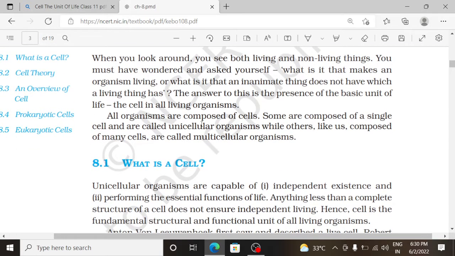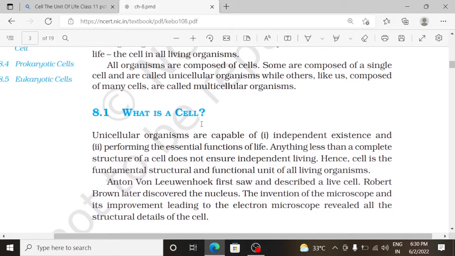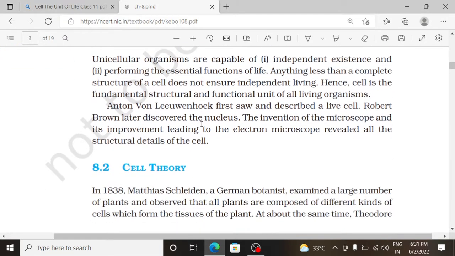All living organisms are composed of cells. Some are composed of single cell and are called unicellular organisms, while others, like us, composed of many cells, are called multicellular organisms. Now what is a cell? Unicellular organisms are capable of independent existence. First, they are capable of independent existence, and second, performing the essential functions of life. Anything less than a complete structure of a cell does not ensure independent living. Hence, cell is the fundamental structural and functional unit of all living organisms.